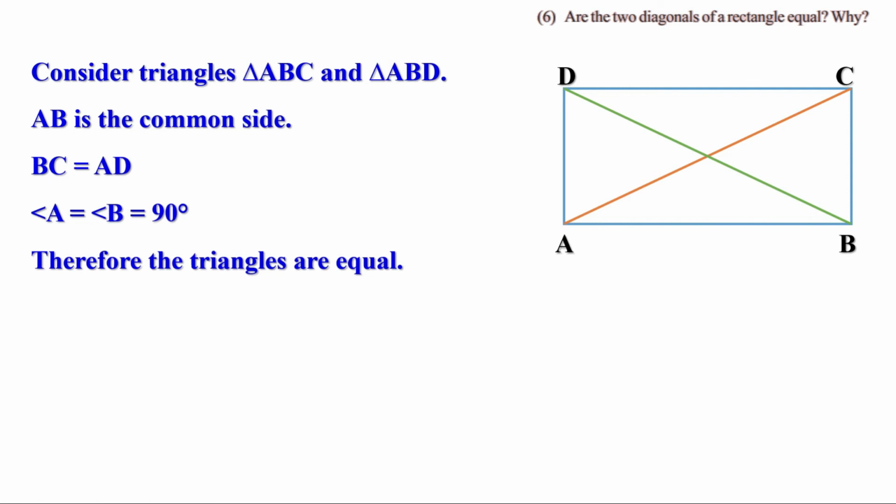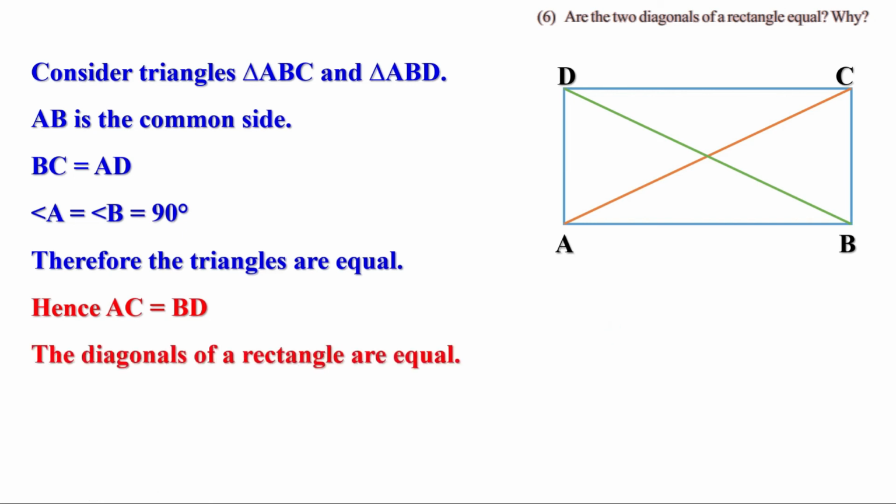When two triangles are equal, the sides opposite to equal angles are equal. These two angles are equal. Which are the sides opposite to them? BD and AC. Therefore, BD and AC are equal. That means the diagonals of a rectangle are equal.